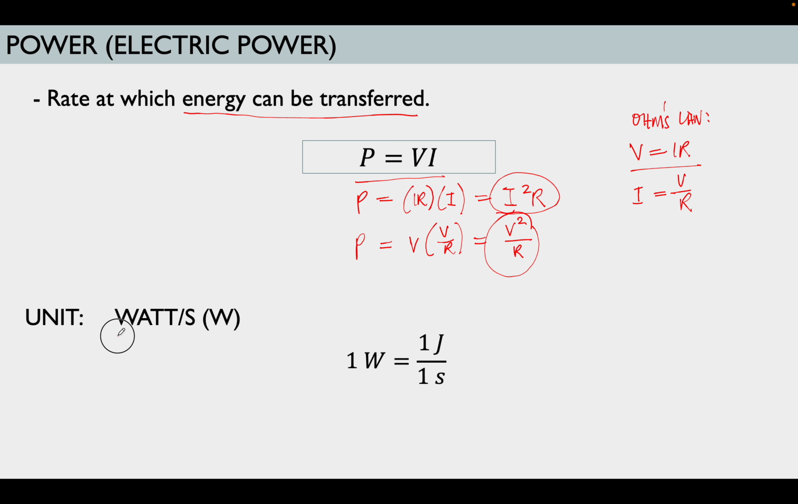Okay, so for the unit of power, we have watt or watts, capital letter W. So 1 watt is equivalent to 1 joule per second. So this is the equivalent of watt. So again, 1 joule per 1 second. Because again, from the definition of power, it is the rate at which the energy can be transferred. So the unit for energy is in terms of joule or joules. So again, unit for power, we have watt, or watts if it is plural.